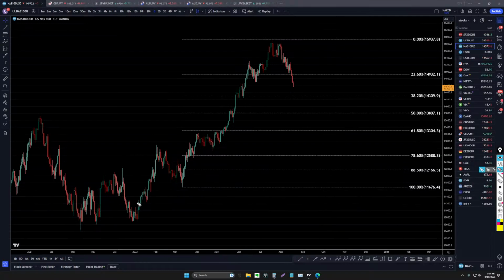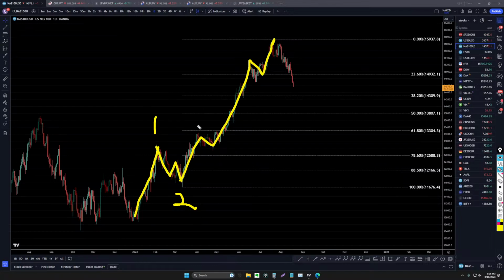Peloton. Oh, yeah, I don't really do stocks. I don't really trust Fibonacci. I don't really trust Elliott Wave at all on stocks. 1, 2, 3, 4, 5. This one is very, very clear.